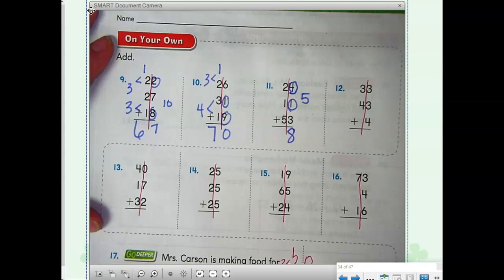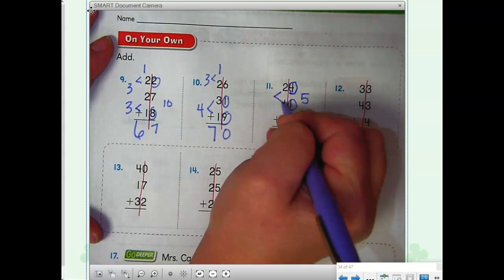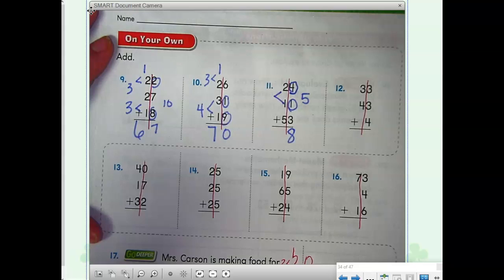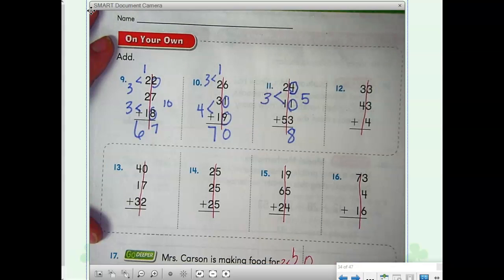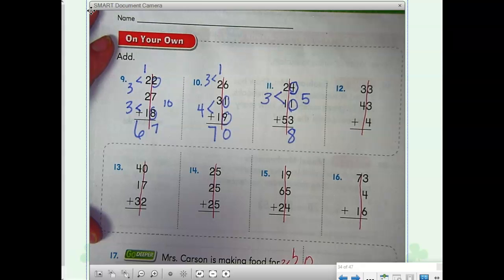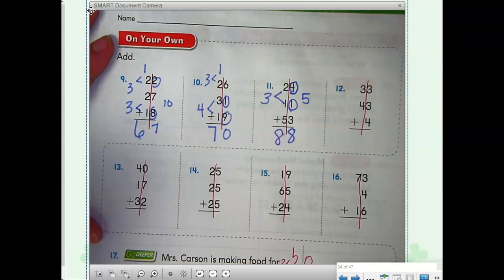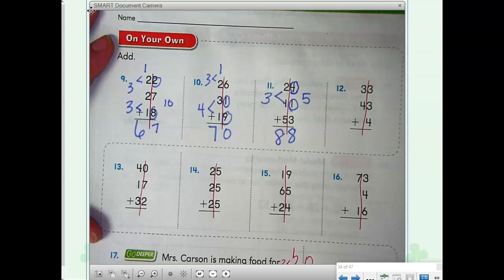All right, did I have enough to regroup? I did not, so I keep moving on. 2 plus 1 equals 3. 3 plus 5 is also 8. My answer is 88.